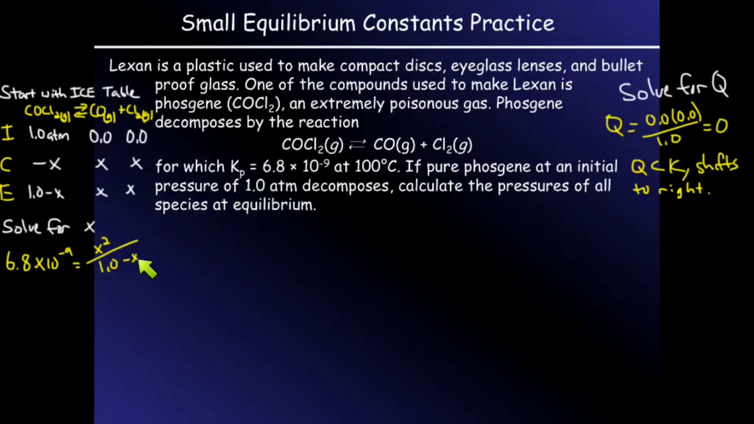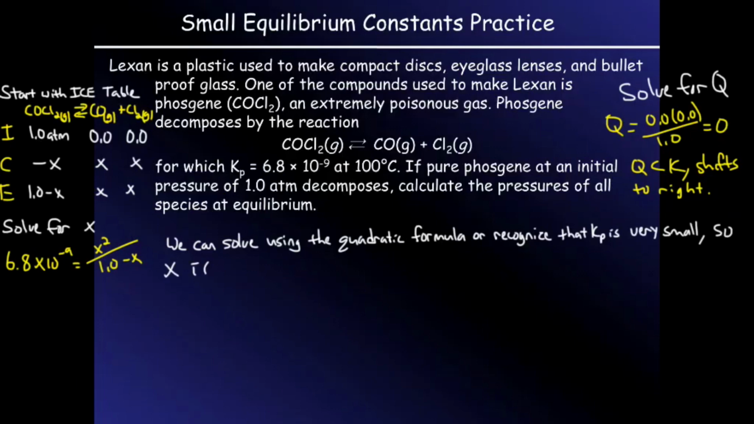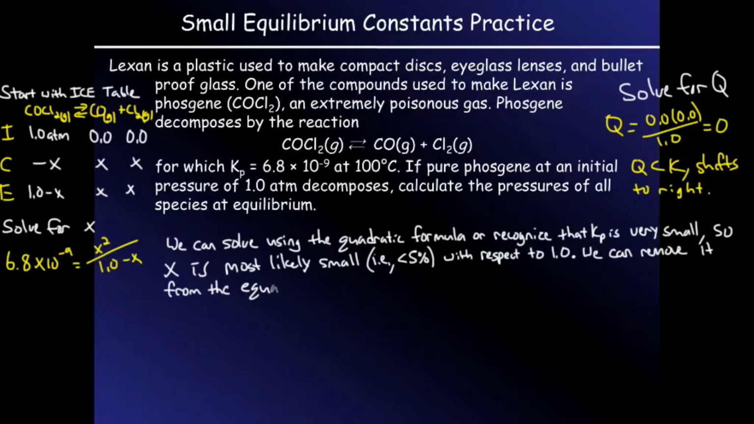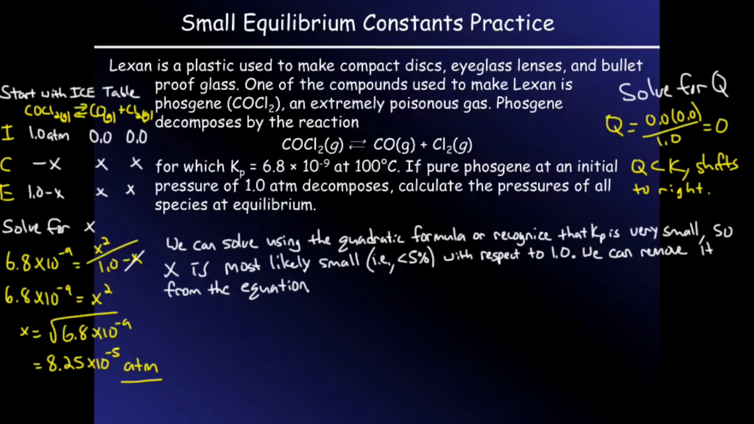I'm going to simplify the math and suggest that x is less than 5% of 1. If I do that, then the calculation becomes rather simple, and I do not need to use the quadratic formula. And I get an x value of 8.25 times 10 to the negative 5. So, is 8.25 times 10 to the negative 5 less than 5% of 1?